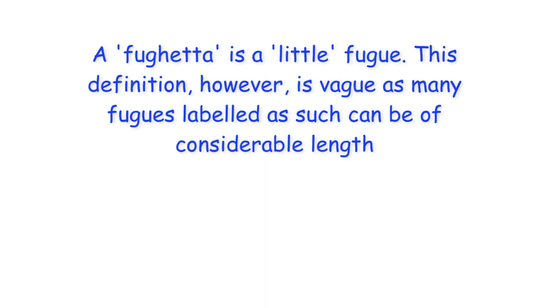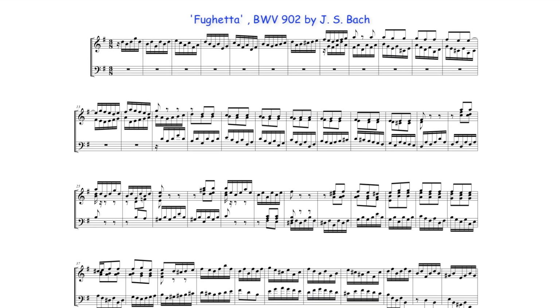A fugetta is a little fugue. This definition, however, is vague, as many fugues labelled as such can be of considerable length. The length of this fugetta by J.S. Bach, for example, is equivalent to or greater than many of Bach's other works labelled fugues.